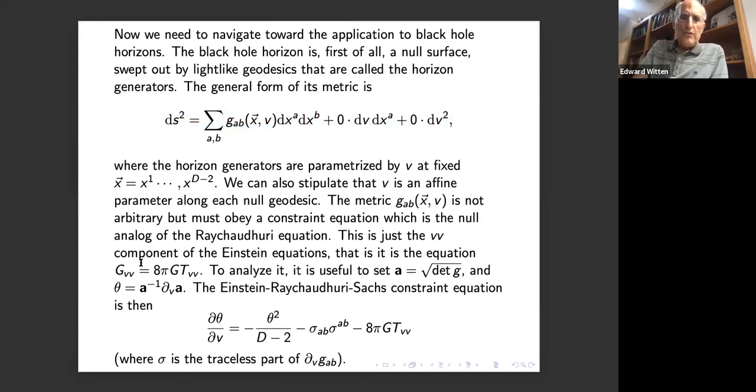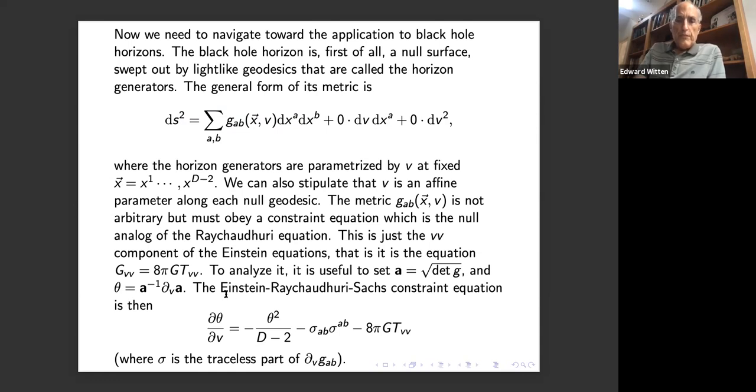So V is here treated as a space coordinate. A constraint equation is one that doesn't have U derivatives. There's one component of the Einstein equation that doesn't have U derivatives. It's this one, which is sometimes called the Raychaudhuri equation, but you could call it the Einstein-Raychaudhuri-Sachs equation. Almost everything that's useful in general relativity that you might not have learned in a first course follows from this equation.